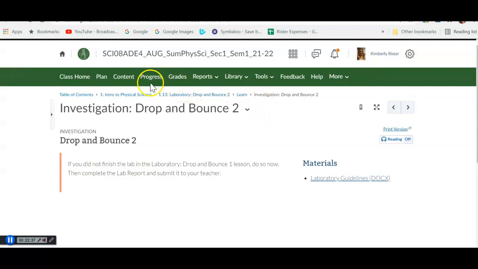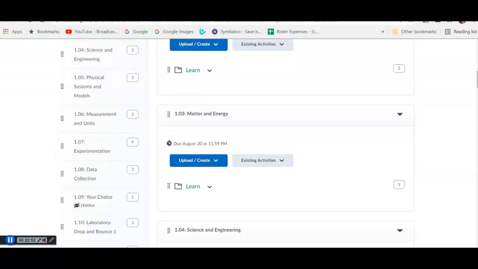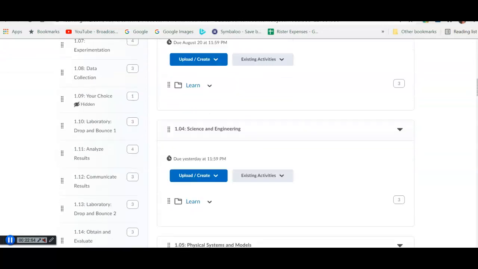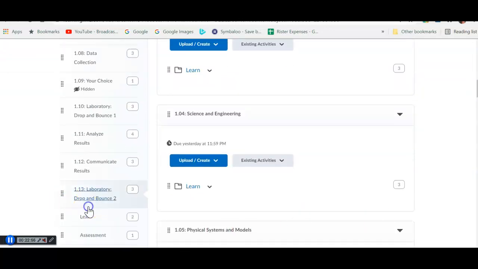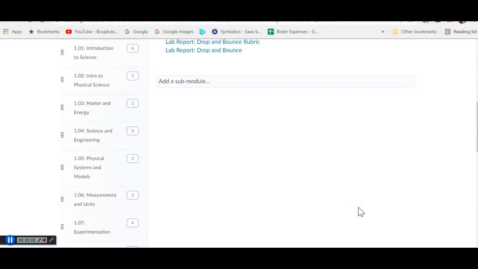So let me get back to it. If you didn't print it out before, you can always find it in the Dropbox. So if we go back, I went back a little bit too far. If you go back into 1.13, if you go into the assessment, that's where you submit.